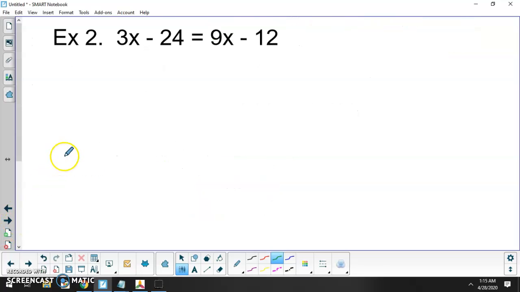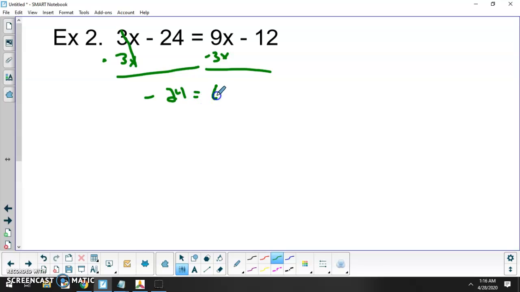All right, let's check out example 2 here. In this one, I have the choice either to subtract 9x first or subtract 3x first. In order to avoid having an extra negative number in the problem, it's going to be easier to subtract 3x first. So 3x minus 3x is equal to 0. I'd have negative 24 on this side equals 6x minus 12.